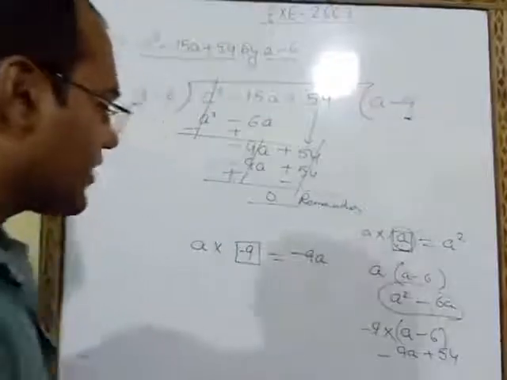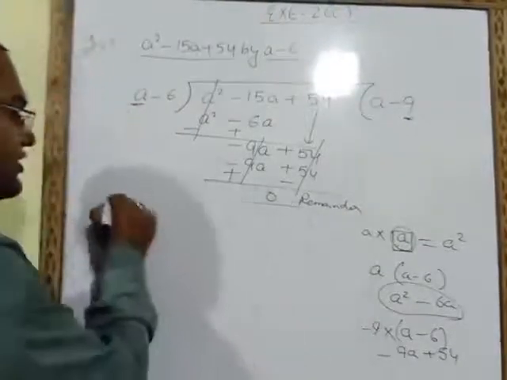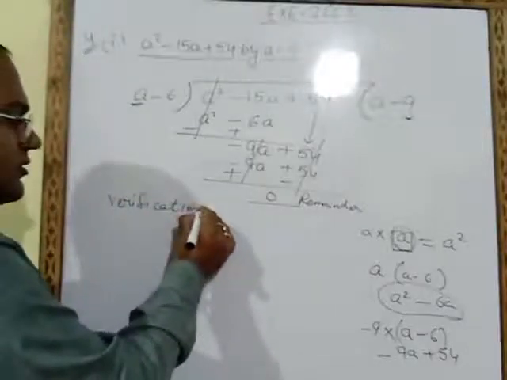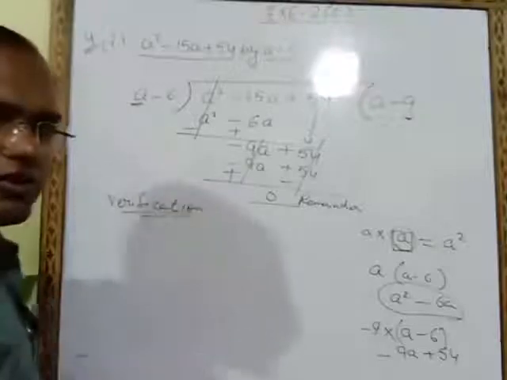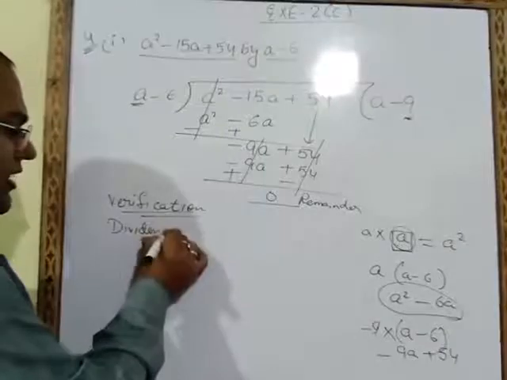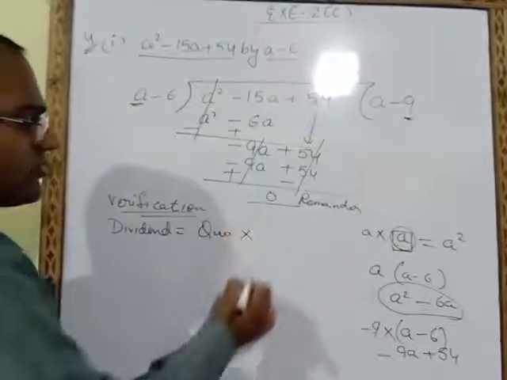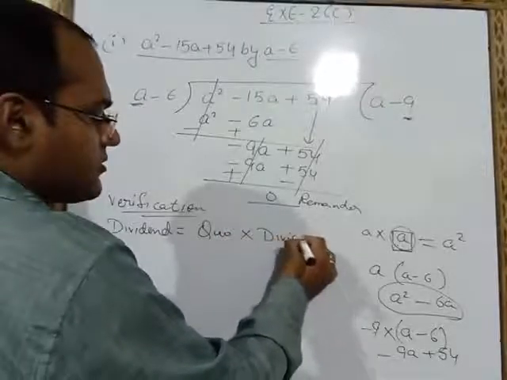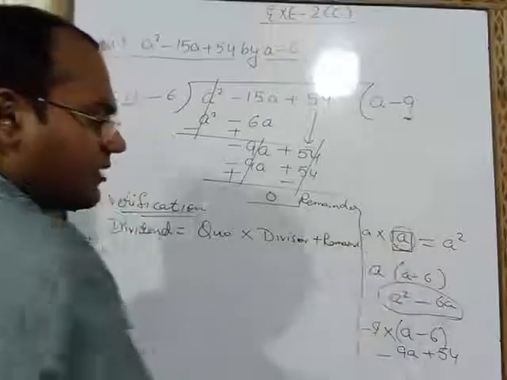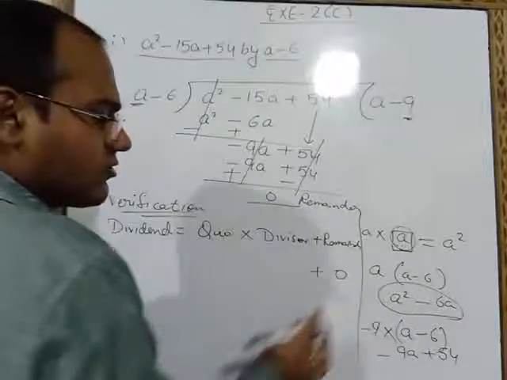So in order to verify, what you have to do for verification is use the formula. The formula is dividend is equal to quotient into divisor plus remainder. This is the formula. In the remainder we have to write 0, so here we will write plus 0.